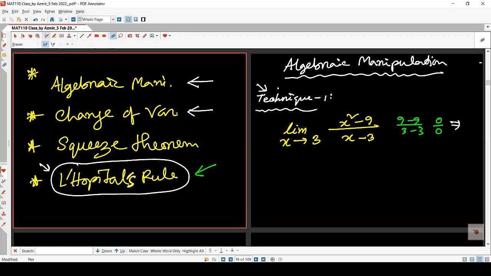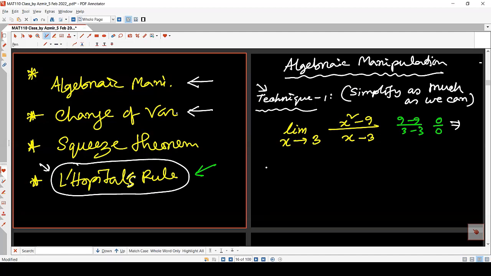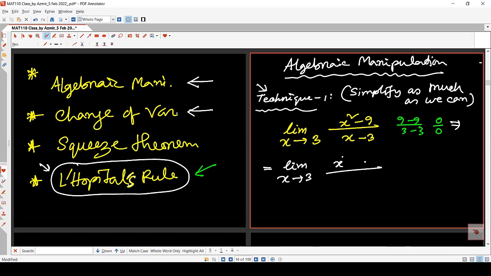Let's see. So the first technique says that we have to simplify the given function as much as we can. So let's see. Limit x tends to 3, x squared minus 9 divided by x minus 3. So what we can do, x squared minus 3 squared divided by x minus 3. We are trying to reduce the given function. So we need a simplified form.